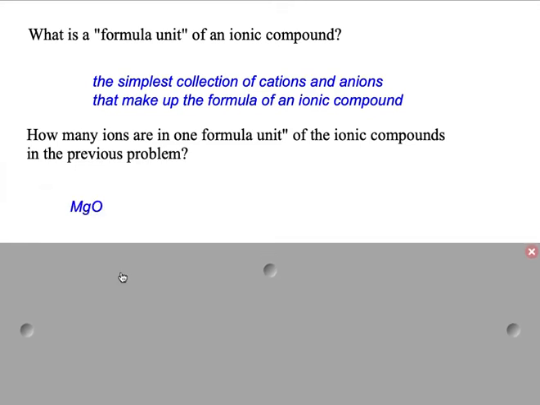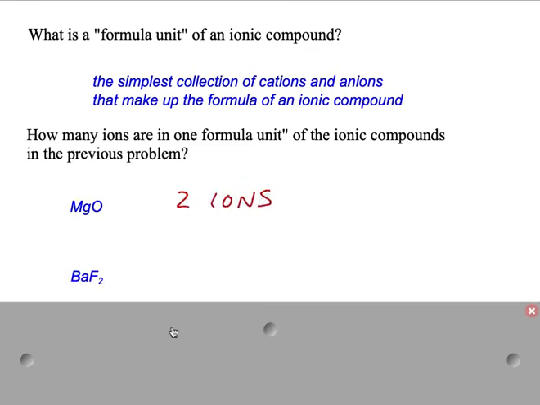For MgO, one formula unit of magnesium oxide is 1 magnesium 2+ cation and 1 oxygen 2- anion. So that has 2 ions per formula unit. In BaF2, I've got 1 barium cation and 2 fluorine anions. That's a total of 3 ions in the formula unit.